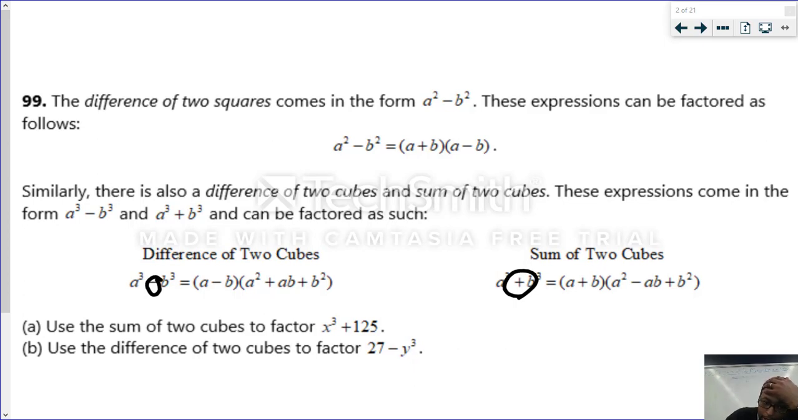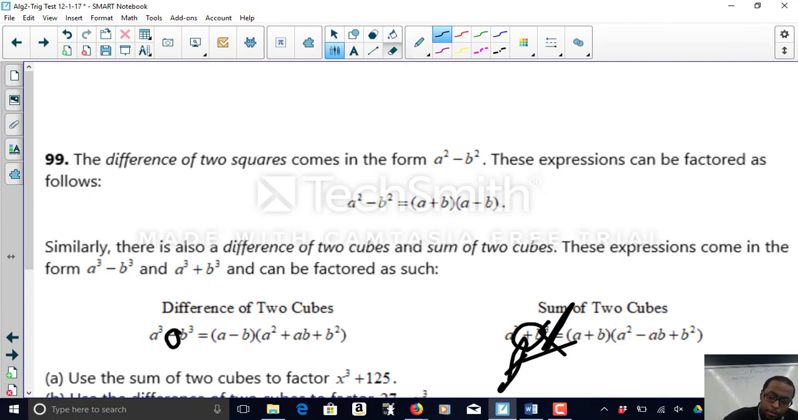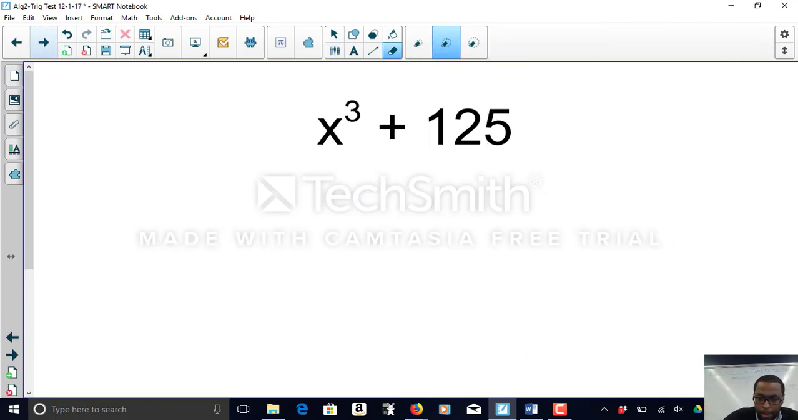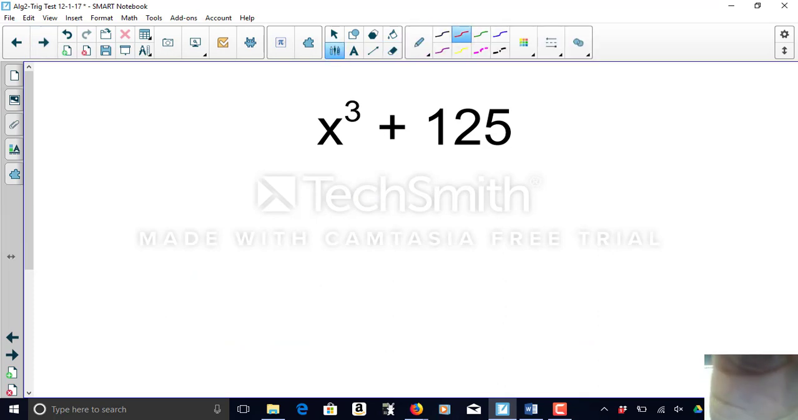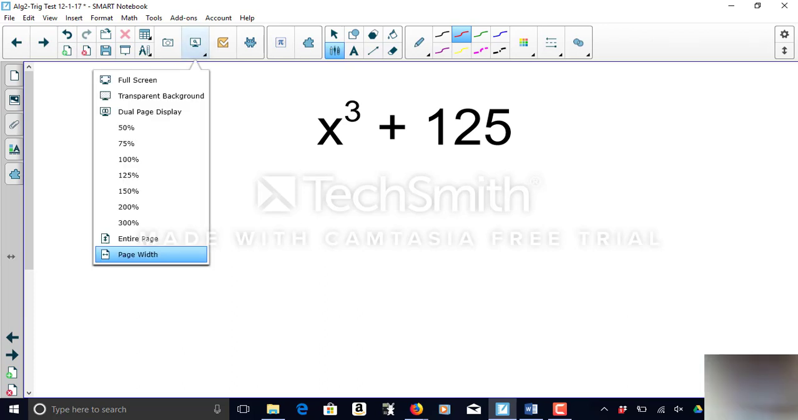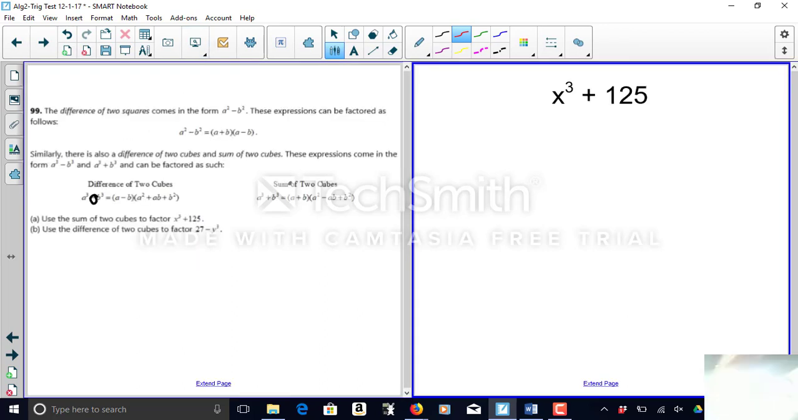So let's look at A. It says using the sum of two cubes to factor x to the cube, or x third, plus 125. In this case, because we understand what we're doing, we're going to use the sum. So let's use the sum to answer this question. And again, just to be clear what the sum is, you guys are allowed a post-it note for tomorrow. So what you can do is put this on your post-it note tomorrow.